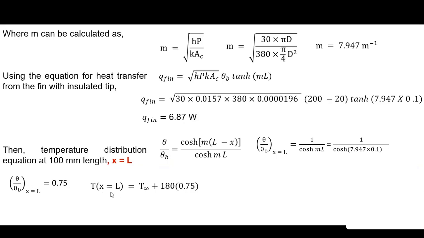And what is theta? Theta is equal to T at x equal to L minus T infinity. So I'm just bringing the T infinity on this side, so it will become plus. T infinity plus this particular fraction, 180 into 0.75, will be the value of your T L. So if you calculate it, you will get temperature at x equal to L is equal to 155 degrees Celsius. This is our second answer.